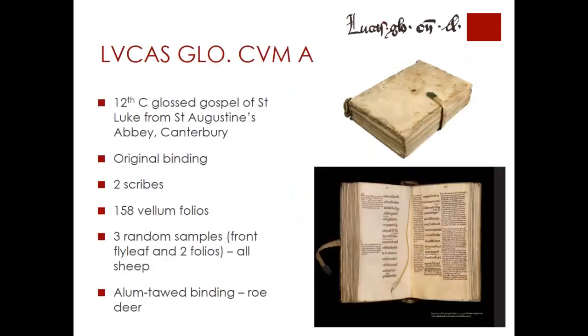So we applied this analysis to a 12th century glossed Gospel of St. Luke that was produced in Canterbury. It's held by a private collector, and it's in its original binding. The main text is written by 2 scribes. The glossing, I think, is about 5 they identified, and it was listed as having 158 vellum folios, and there was no description of the binding per se.